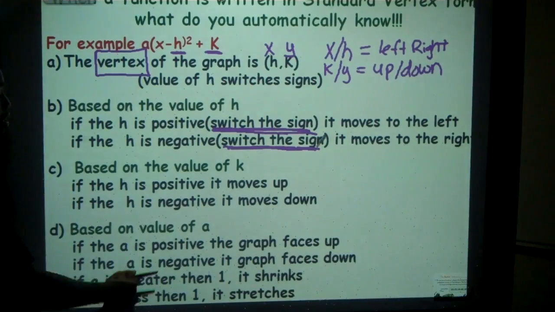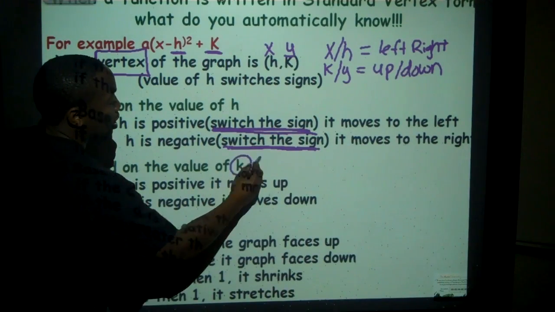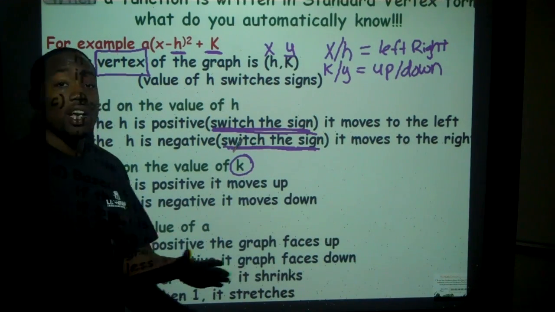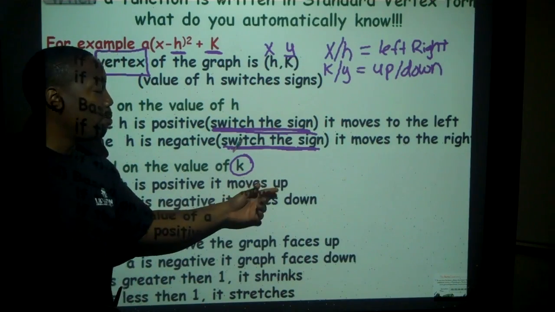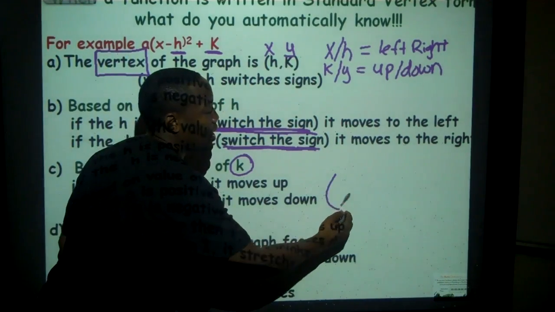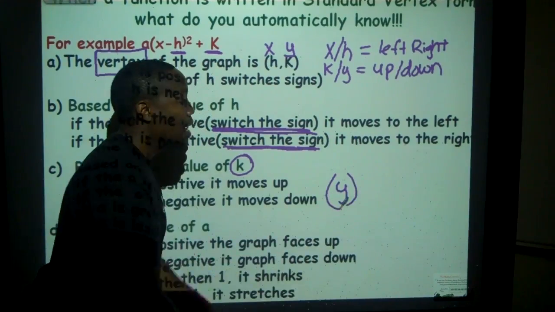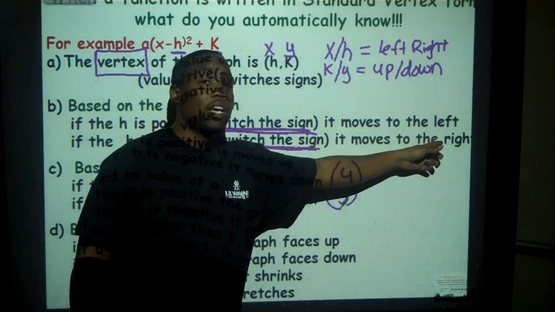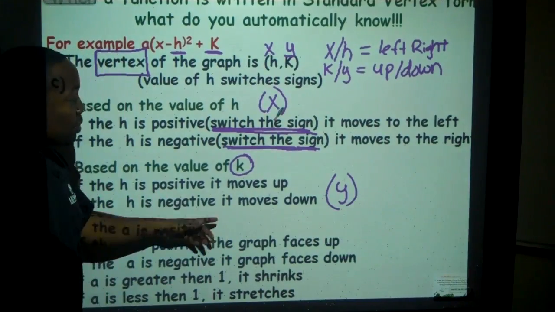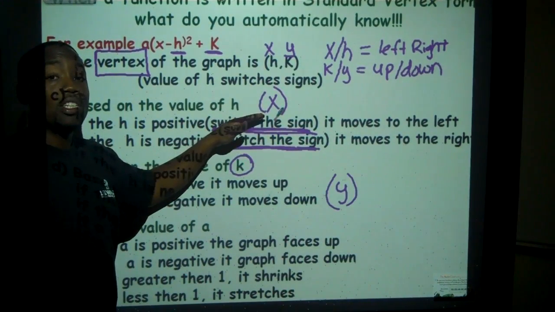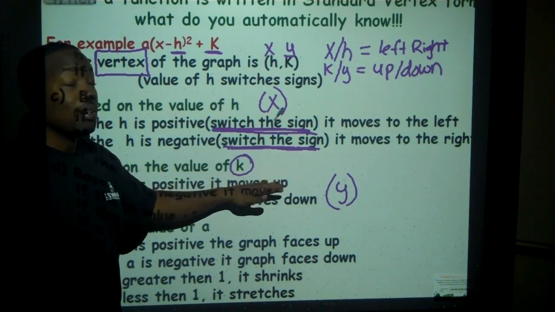Our next thing is the k. The k doesn't change at all. The h is the only one that changes. The k moves up and down, and this goes back into what I was saying: this is your y-axis. The reason this one moves left to right is because it's the x-axis. So the h is the only one that changes sign, and the k stays the same.